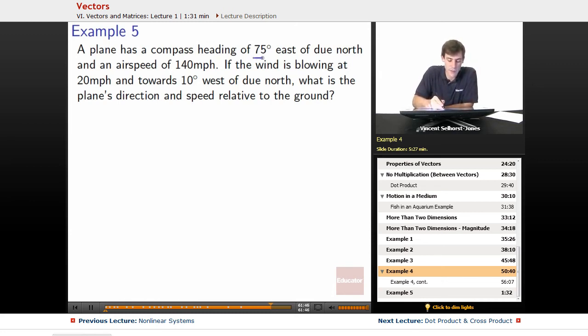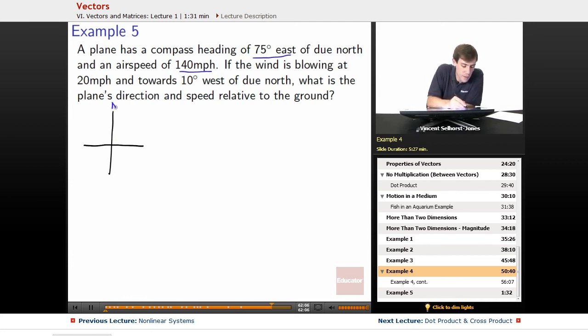We've got compass heading 75 degrees east going at 140 miles per hour airspeed. So airspeed means your speed in the air, how fast you're moving relative to the air right around you. So if that's the case, then our plane is moving 75 degrees east of due north. So due north is this way, right? Our vertical axis. So we need to curve 75 degrees down towards the east. East is this way, so that's 75 degrees here.